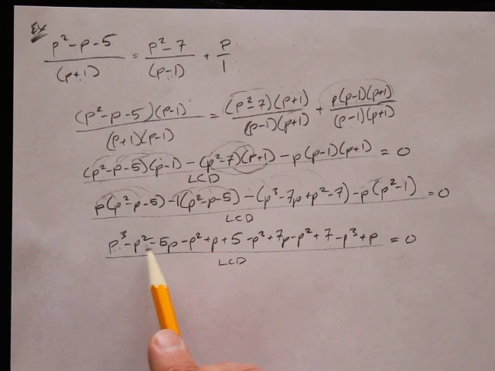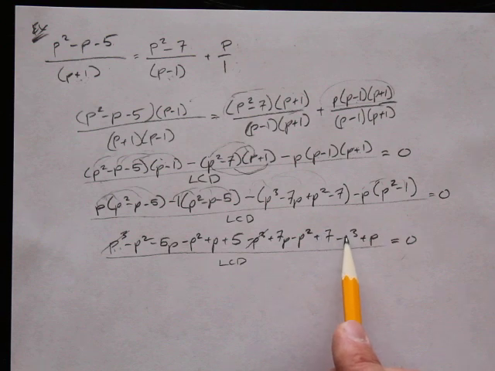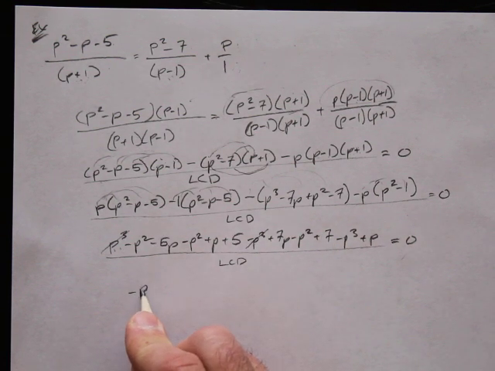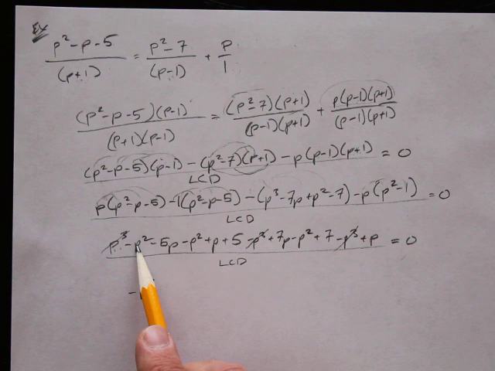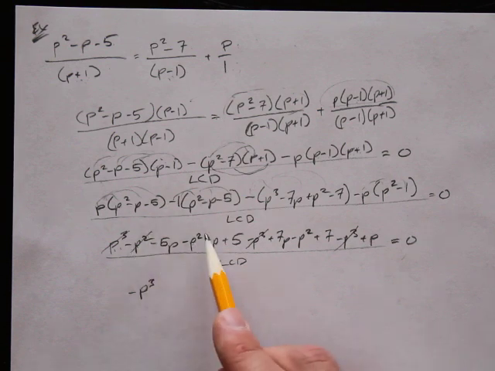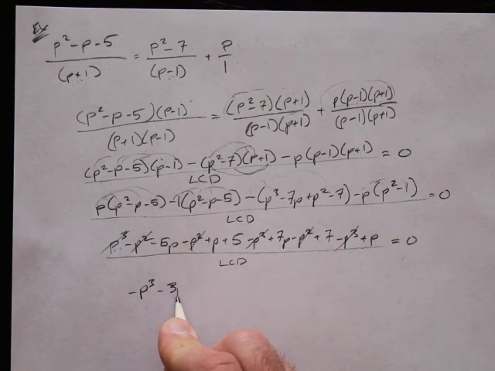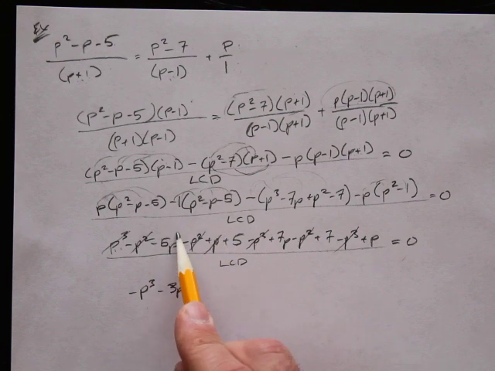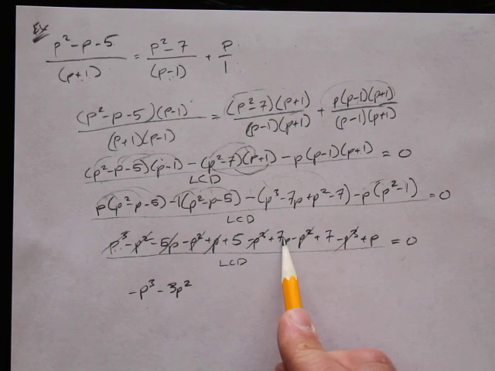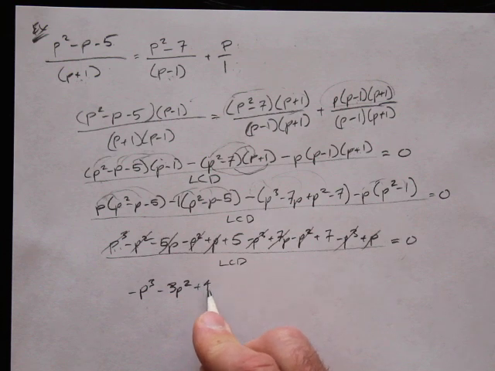P cubed, and the only other p cubed, oh, there are two other p cubes, aren't there? All right, so this p cube and this p cube cancel, subtract to be 0. So I have a negative p cubed. Negative p cubed. Okay, so the p cubes are done. Now I've got a negative p squared, another negative p squared, so that's negative 2p squared, negative 3p squared. All right, now the p's. Negative 5 plus 1, that's negative 4, plus 7 is positive 3, plus 1 is positive 4, plus 4p.